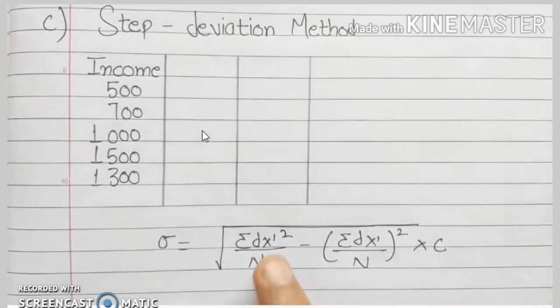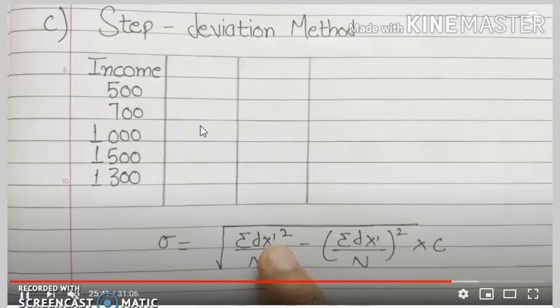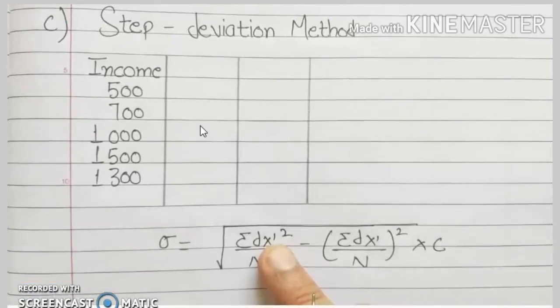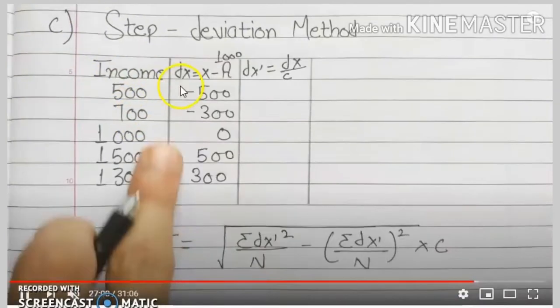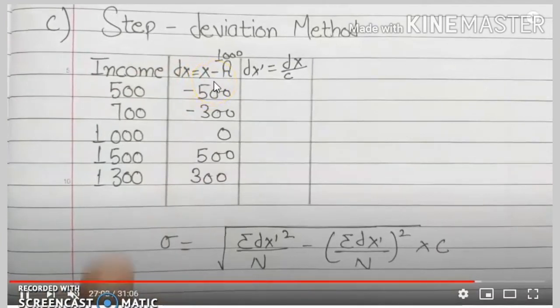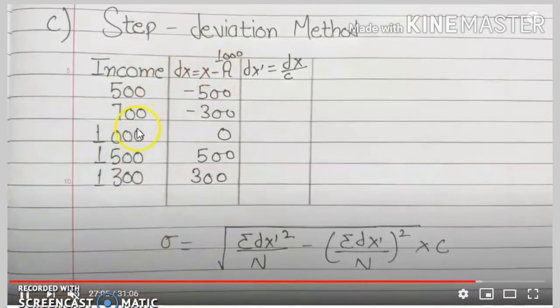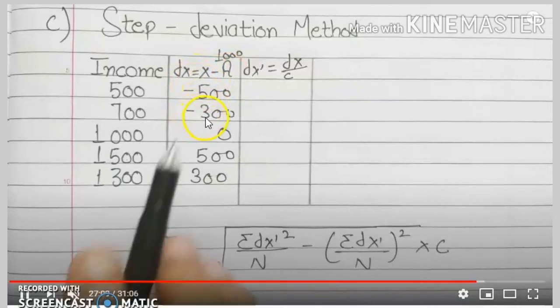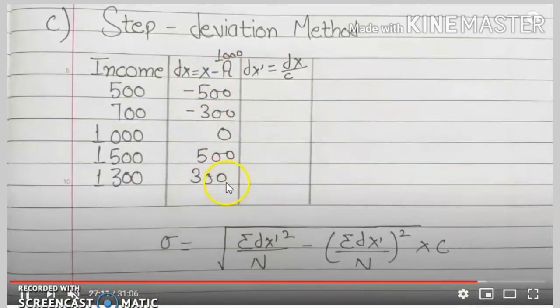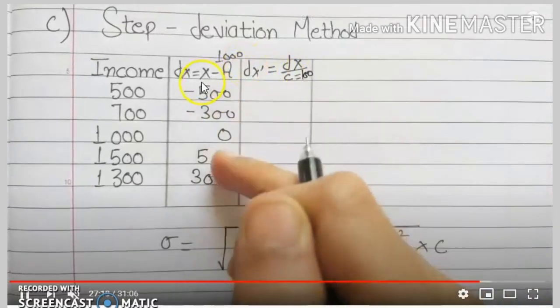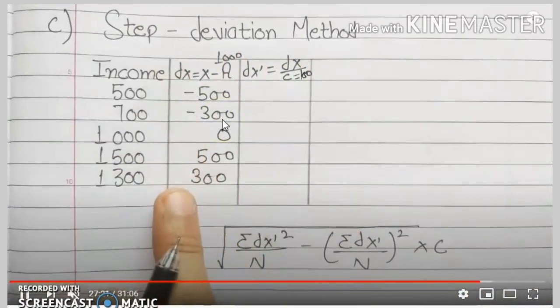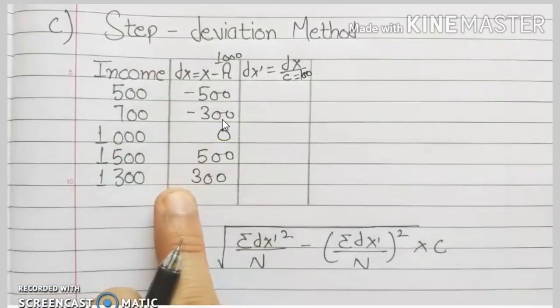So c is equal to, here in individual series, a common factor. That which is the highest common factor, here we can say that it's 100, which is divisible. Dx, as you had found in the shortcut method, you have to find x minus a. So here 1000 has been taken as the assumed mean. So here first minus 500 and 0, then 500, then 300. Next you have to find the common factor from this column. So you will be getting c equal to 100. So 100 is divisible by all the values. So 100 can be taken as the common factor.